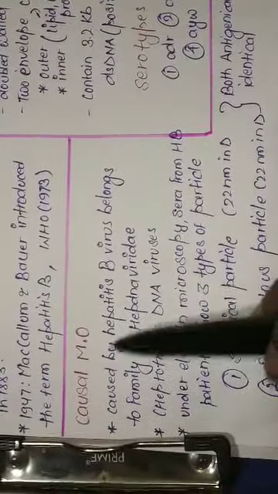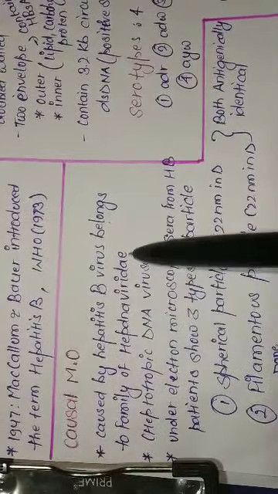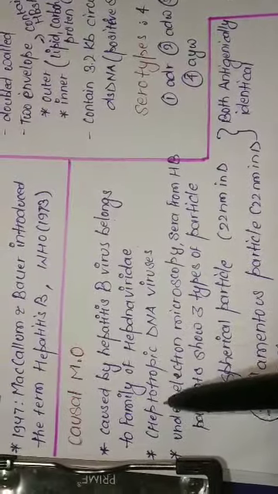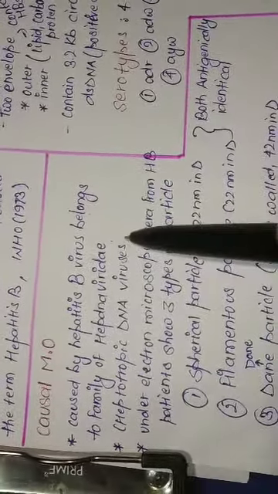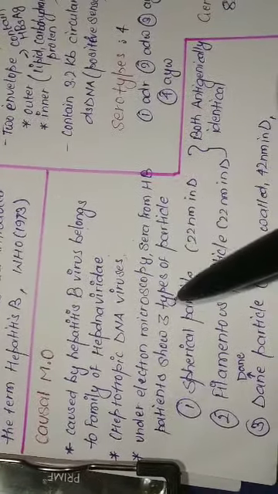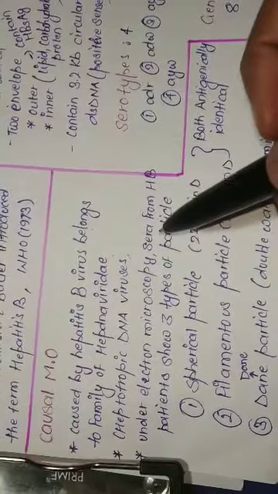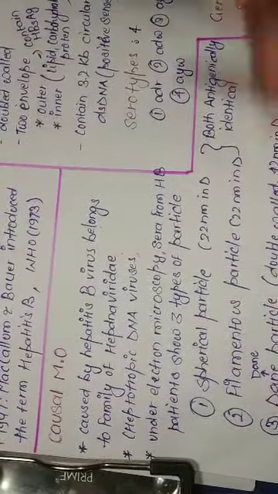Now we'll see the causal organism. It's caused by the hepatitis B virus belonging to the family Hepadnaviridae. It's a hepatotropic DNA virus. The other hepatitis types like hepatitis A, C, D, E, F, G are all RNA viruses, but this is the one exception that has a DNA virus.